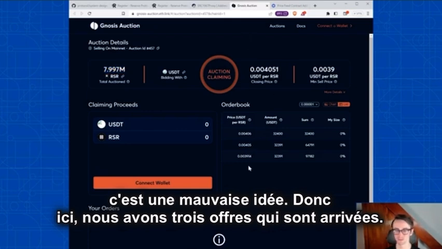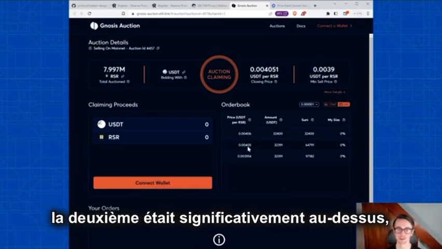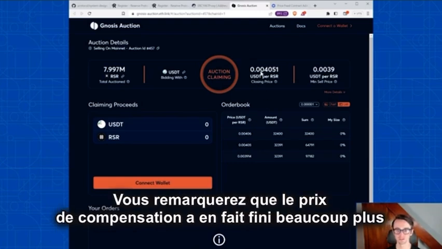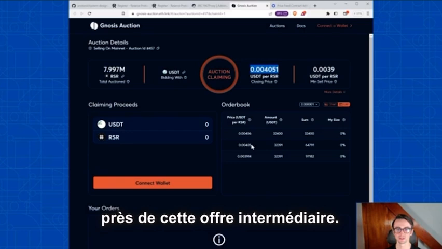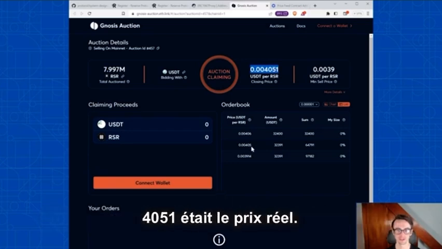So here we have 3 bids that came in. The first was pretty close to the floor price, just above it. The second was significantly above it. And the third was just above that second price. You'll notice that the clearing price actually ended up much closer to this middle bid. These are actually identical. There's just a decimal not being shown here. 4051 was the actual price.